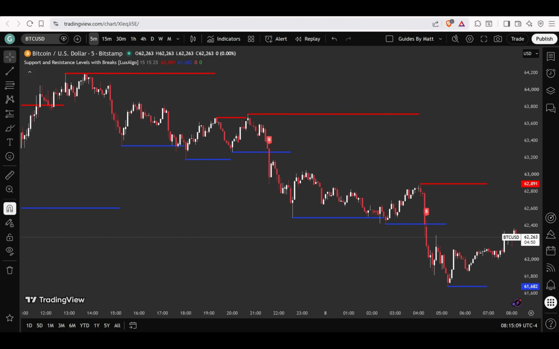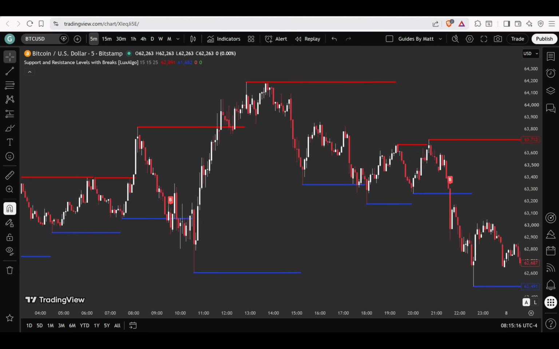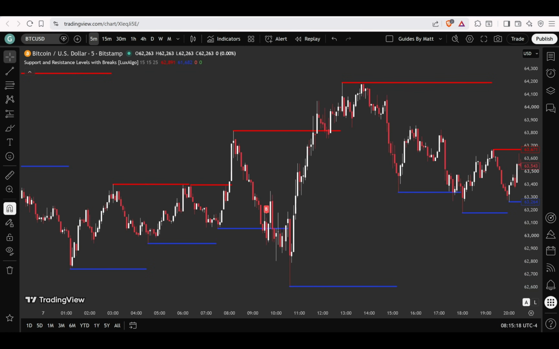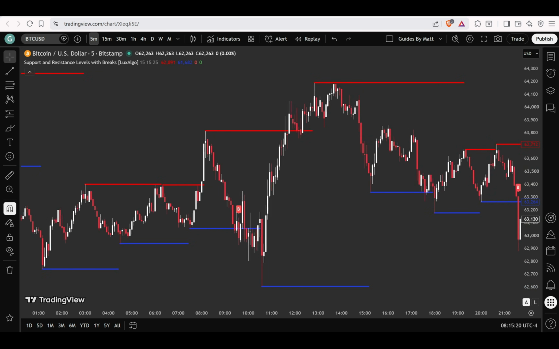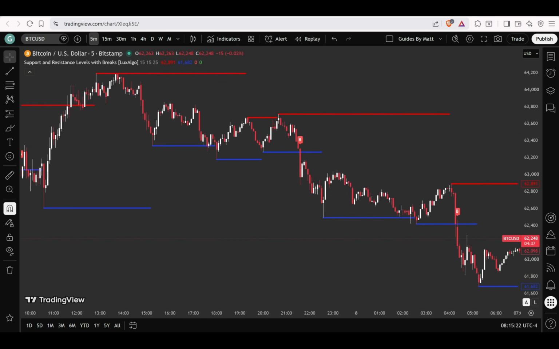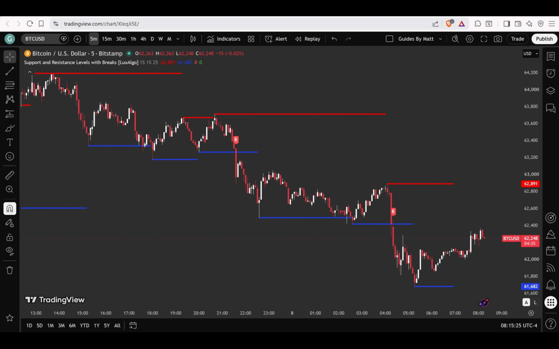In today's video, I'm going to explain everything you need to know about the Support and Resistance Levels with Breaks indicator by LuxAlgo. Identifying key levels on a chart is fundamental to technical analysis, but spotting genuine breakouts versus fakeouts can be challenging. This indicator aims to simplify that process by automatically drawing support and resistance lines while highlighting significant breaks based on volume and price action.